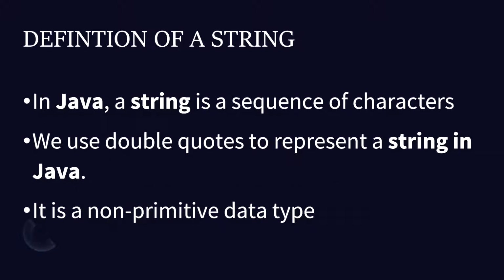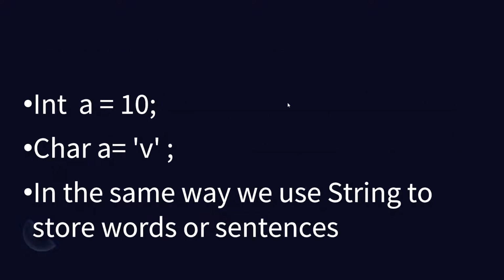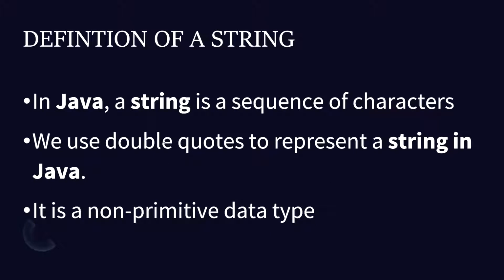We use double quotes to represent a string in Java. In order to represent a character, we've used single quotes. The same way, in order to represent a string, we use double quotes. And string is a non-primitive data type. Regarding primitive and non-primitive data types, we have discussed in our previous videos, so please do check it out.